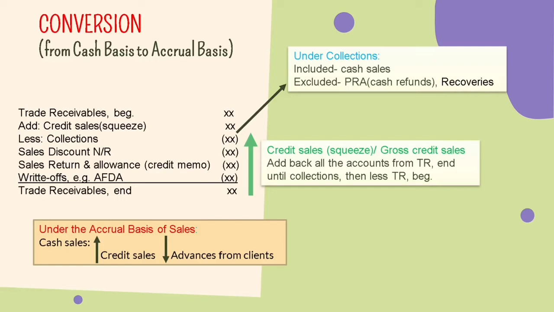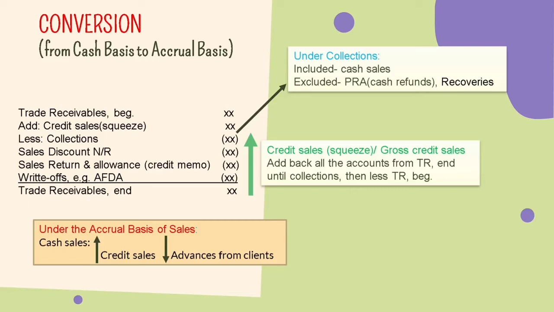Lastly, less the write-off since journal entry allowance for doubtful accounts are debited and accounts receivable or notes receivable credited. So this is now the computation of the trade receivables at the ending balance. And then we will try to squeeze the credit sales. Squeeze meaning binabaliktad. Just add back all the accounts from trade receivables ending balance until collections, then less trade receivables at the beginning. The answer will be now the gross credit sales.